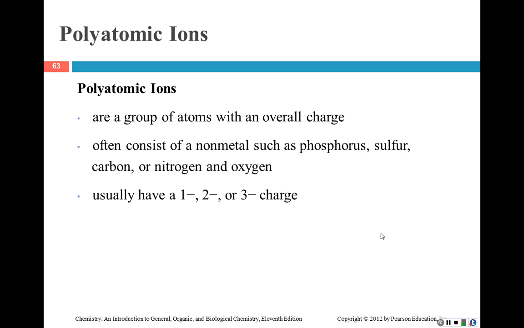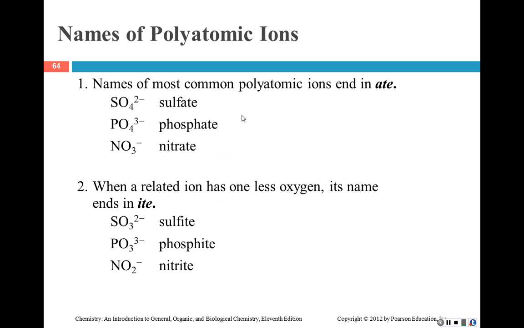So polyatomic ions are groups of atoms with an overall charge. That is, they travel together and they keep a charge to them. Usually a non-metal such as phosphorus, sulfur, carbon, nitrogen, or oxygen, they will usually have either a -1, -2, or -3 charge. There's really only one positive polyatomic ion.